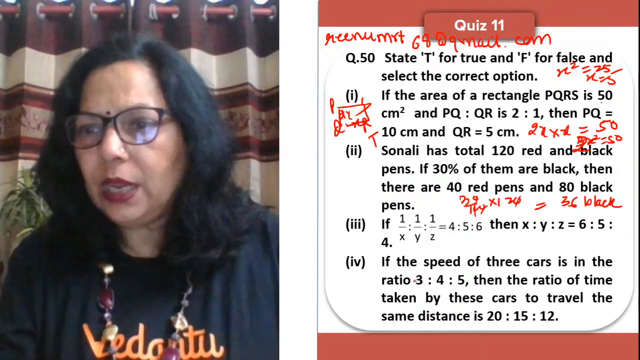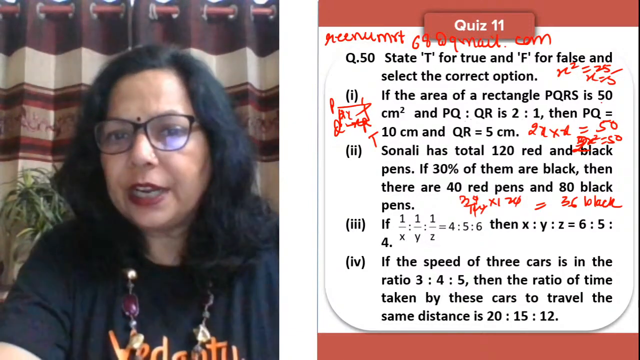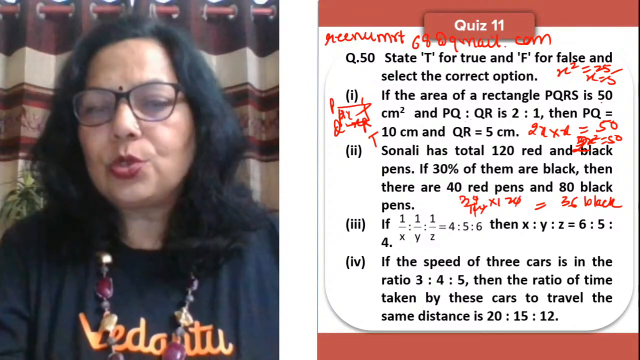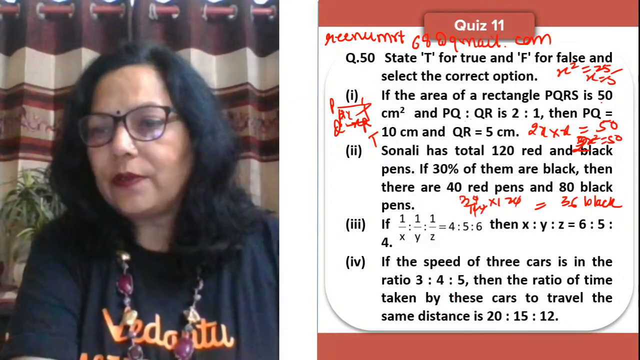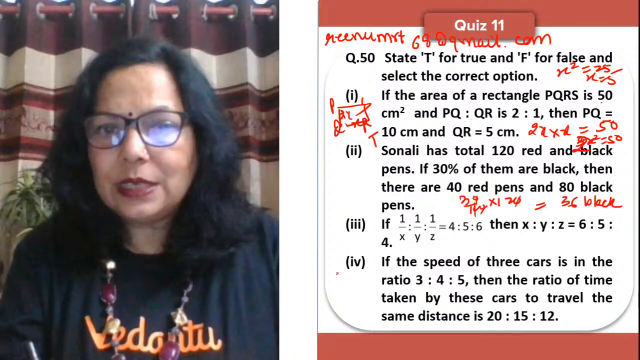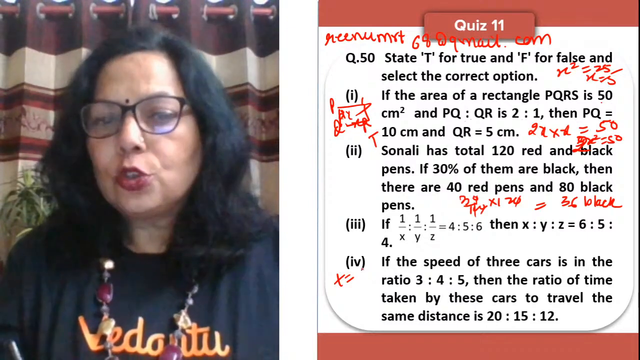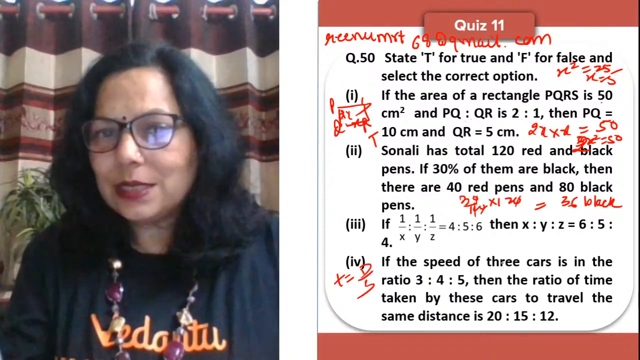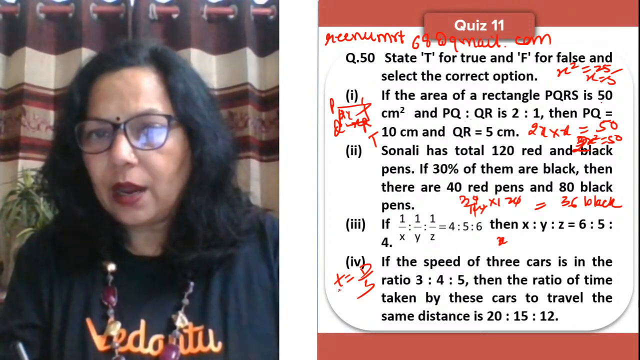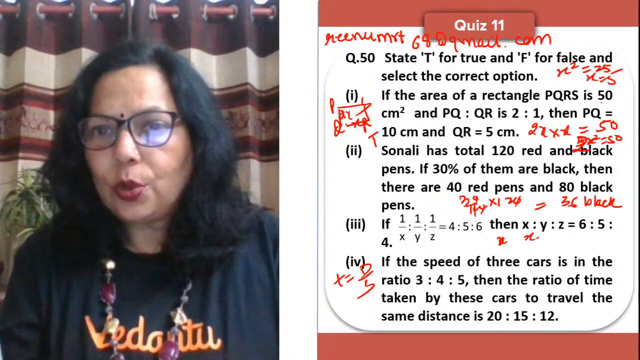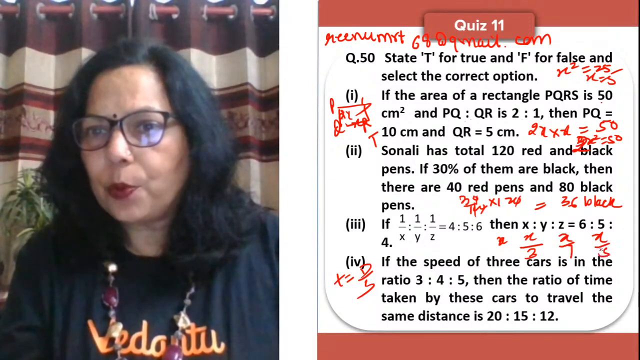The speed of 3 cars is in the ratio 3 is to 4 is to 5. Then the ratio of the time taken by these cars to travel the same distance. Speed is distance over time, so time is distance over speed, and distance is x in each case. So x upon 3, and then x upon 4 and then x upon 5.